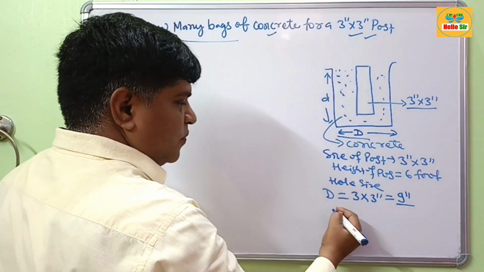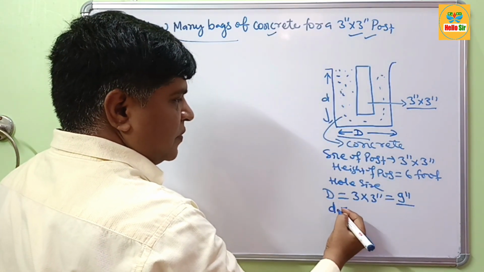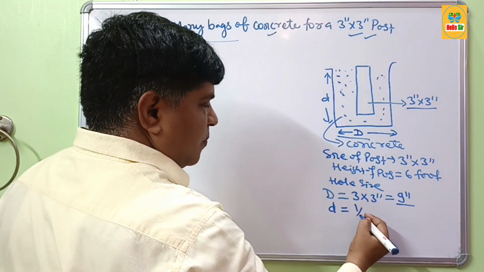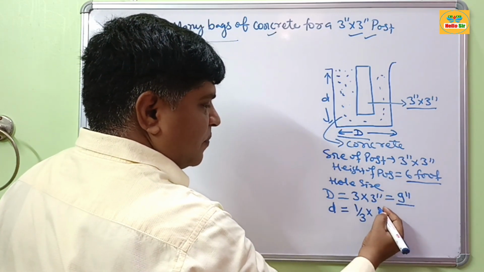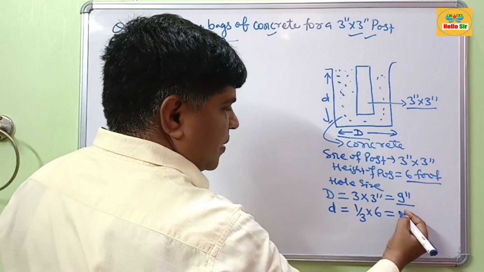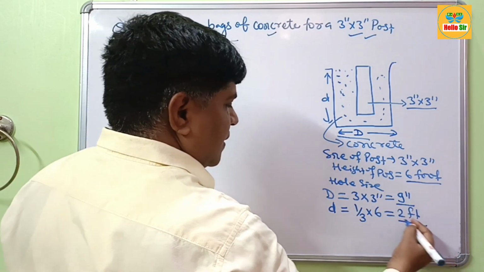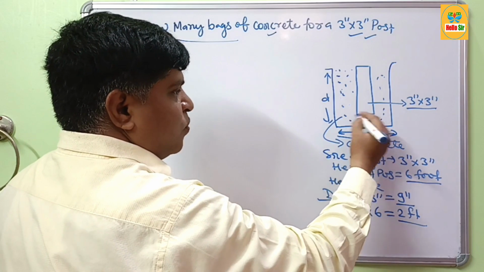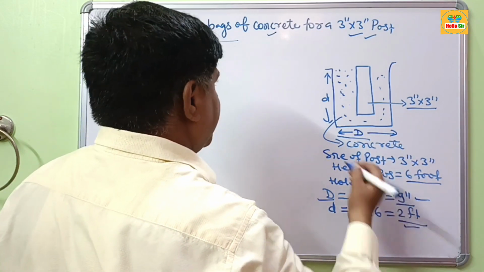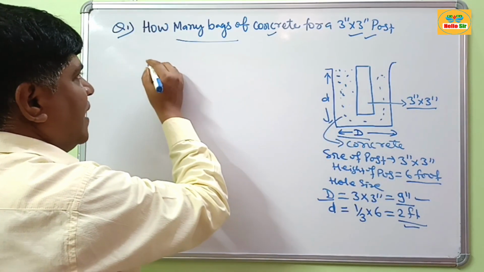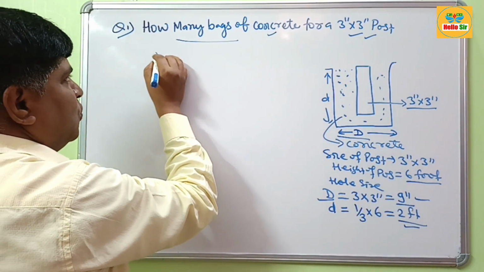And how deep should it be? The depth of this hole should be 1/3 of the post height above the ground. 1/3 multiplied by 6 comes to about 2 feet. Here you have found the diameter of the hole should be 9 inches and the depth of the hole should be 2 feet. And how much concrete do you require here? First you find the volume.